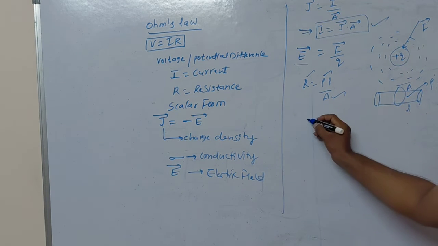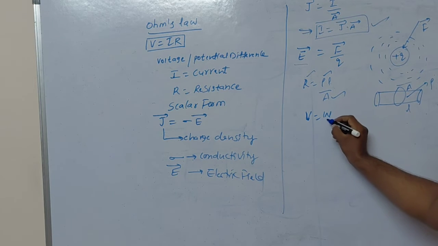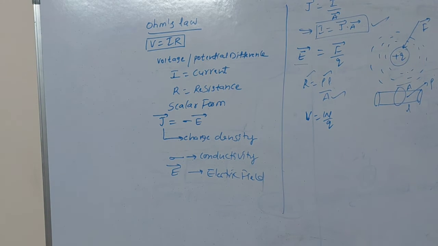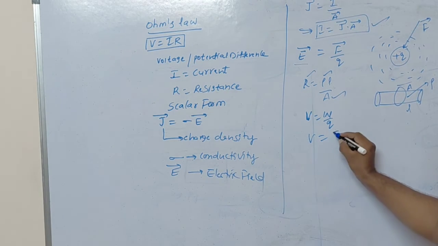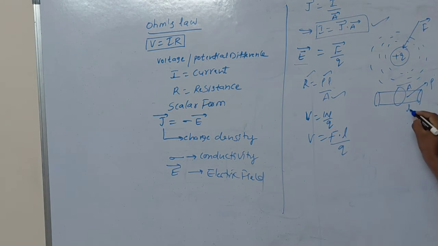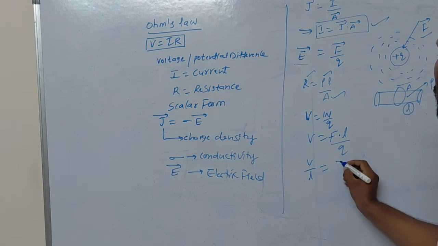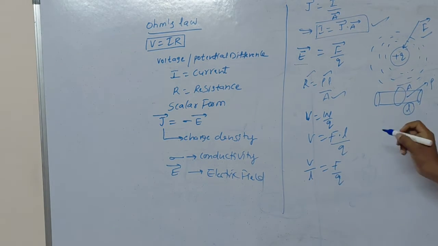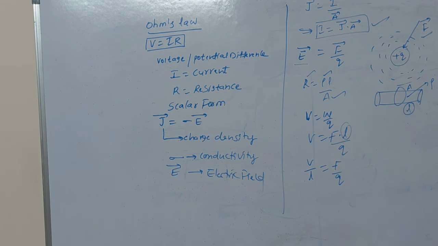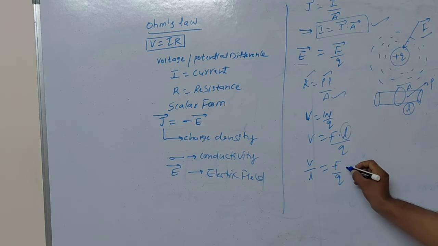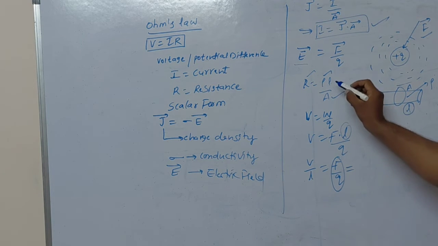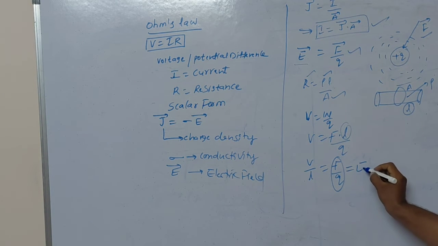And we know that V is equal to W by Q. So from this, V is equal to F into L by Q, because the length of the conductor is L and the force experienced on a charge is F. So V by L is equal to F by Q. F by Q means what? Just now we learned that it is E bar. So V by L is equal to E bar.